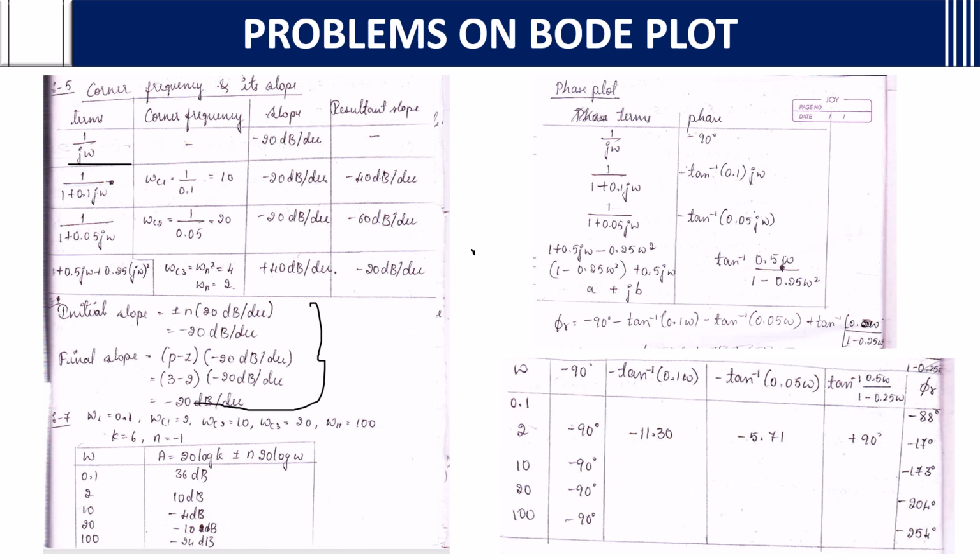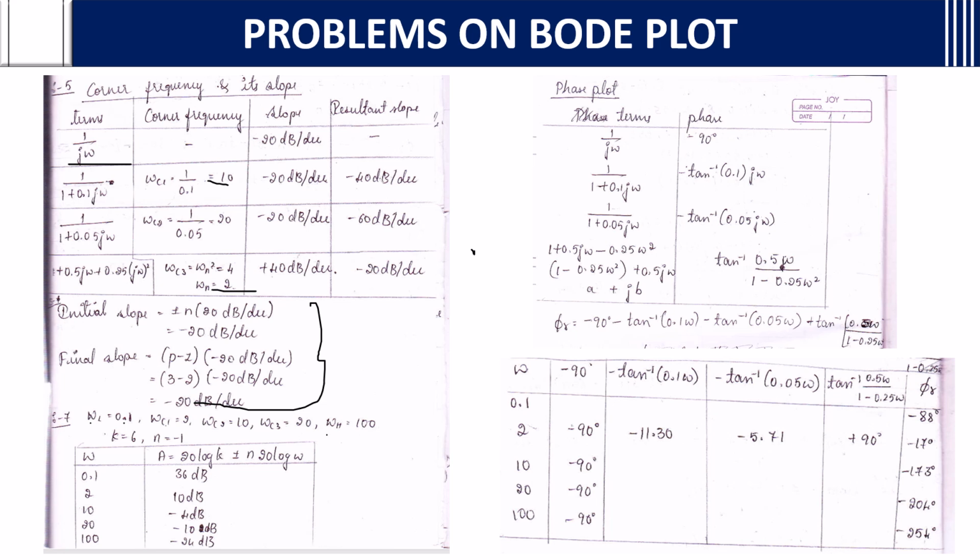Then after finding the corner frequencies, as the initial frequency you should consider 0.1. Then next you have 2. Next here you are considering what? 10. You have corner frequencies 10 and 20, and you have corner frequency 2. So 0.1, 2, 10, 20, and one more you take as 100. So you will get a smooth curve.